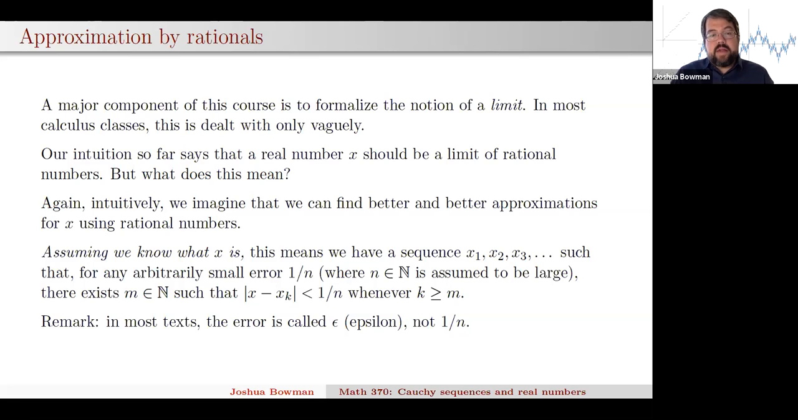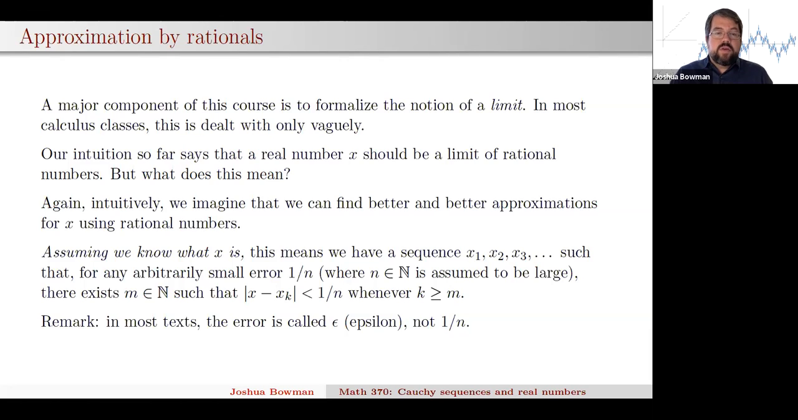There exists another natural number m, such that the absolute value of x, our limit, minus xk, the kth term in our sequence, is less than 1 over n whenever k is greater than or equal to m. So we can go far enough out in the sequence that the difference between the terms of the sequence and the limit is as small as we like.